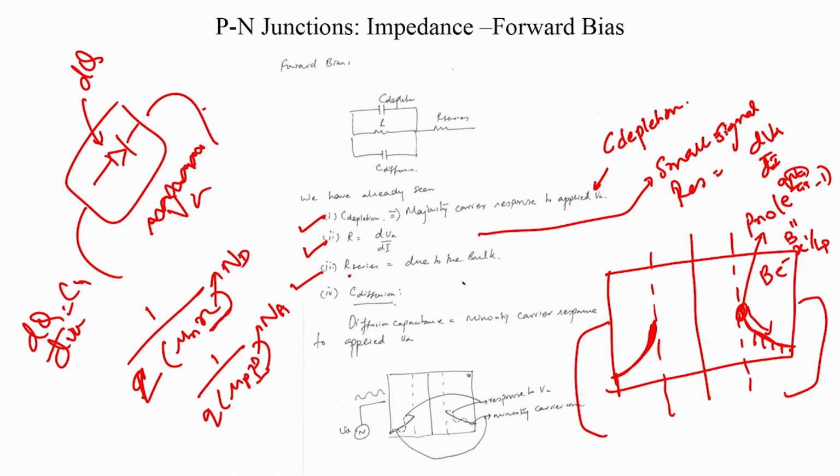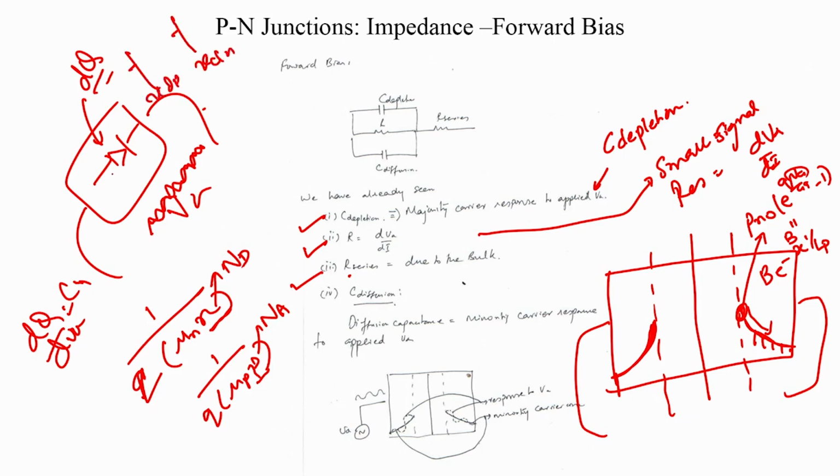In reverse bias there were no minority carriers being injected. I mean, it is not considered at all, because the current is purely drift based and we really never worried about the injected minority carriers. And therefore the only capacitance we considered in reverse bias was the depletion capacitance. We never bothered about this new component, the diffusion capacitance, and therefore this dq was only due to the movement of xdn and xdp.